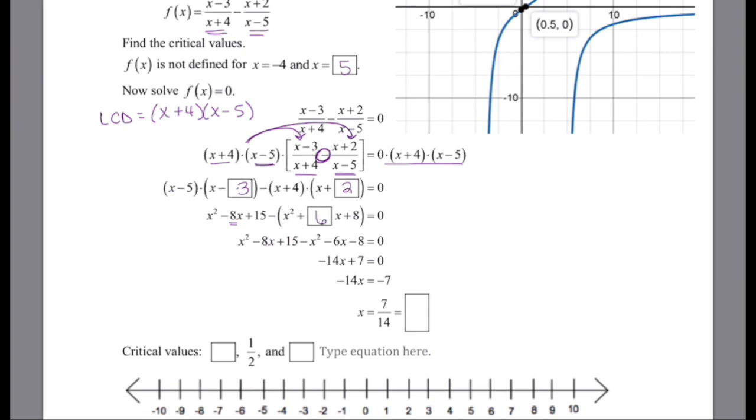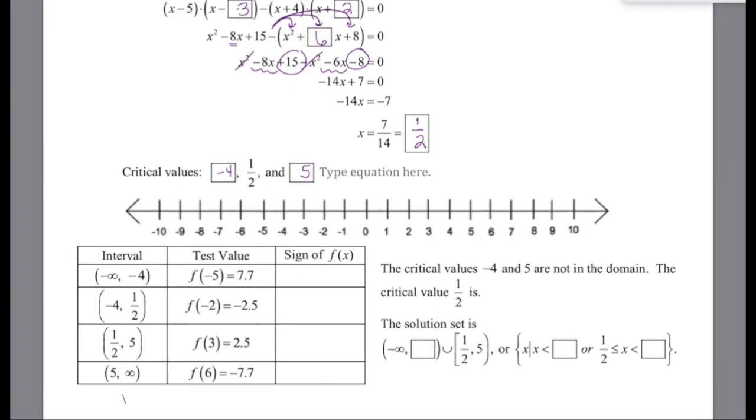plus 8. I now need to distribute the negative because I'm subtracting all of these pieces. I now have x squared minus 8x plus 15 minus x squared minus 6x minus 8. Combining like terms together, I'll have a total of negative 14x plus 7 equal to 0. Subtract 7 from both sides and divide by negative 14. So x is equal to half. We have our critical values. We have the critical value of negative 4, 5, as well as half that we need to take into consideration.